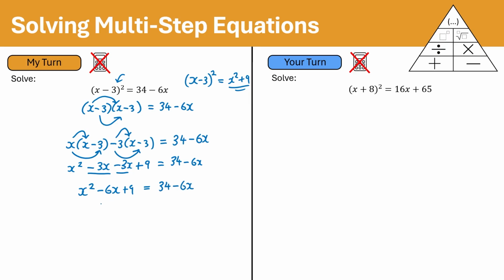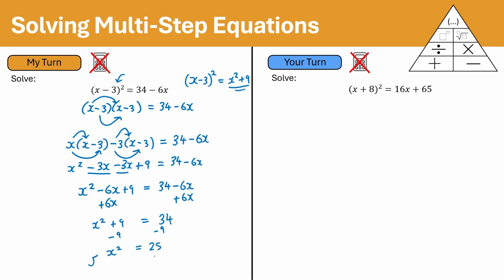Then what I've noticed is if I add 6x to both sides, it's going to remove the 6x from both sides. Negative 6x add 6x is 0. On the left-hand side, it just leaves me with x squared add 9. And over here, same idea, negative 6x add 6x is also 0, so I'm left with 34 on the right-hand side. I can then subtract 9 from both sides, giving me x squared is equal to 25.